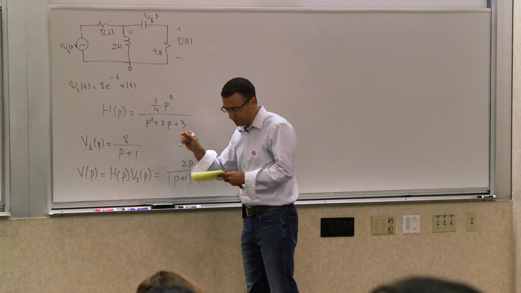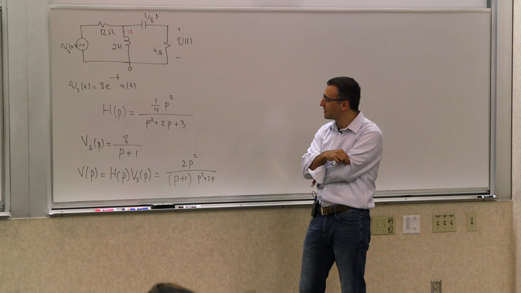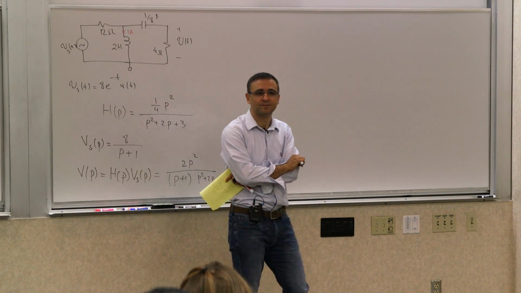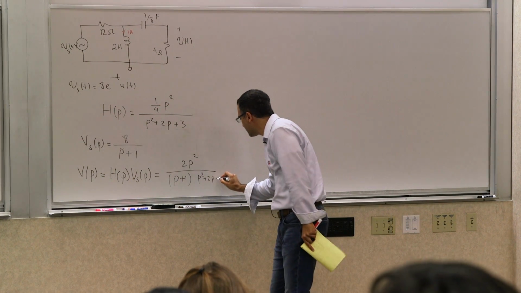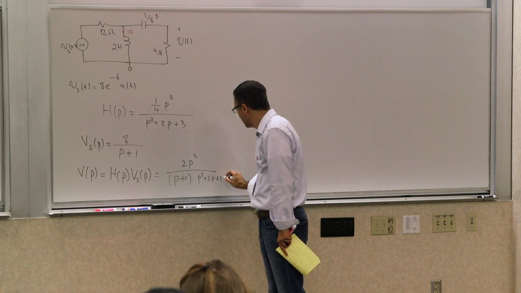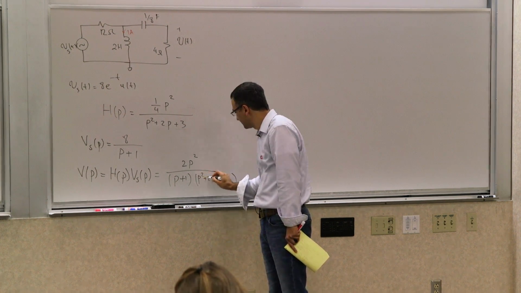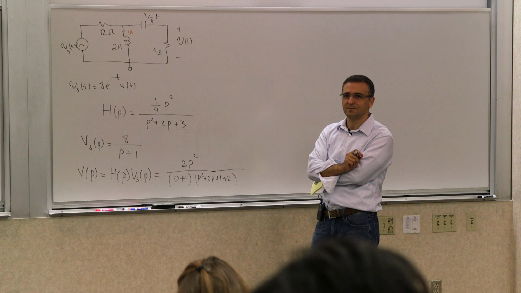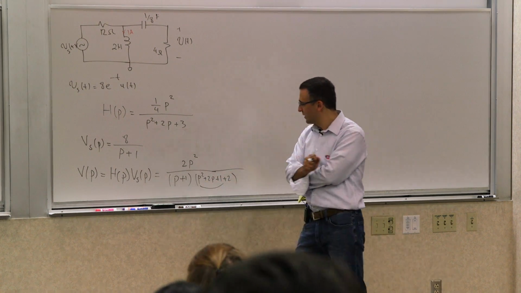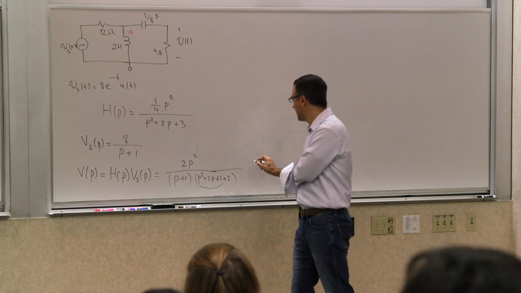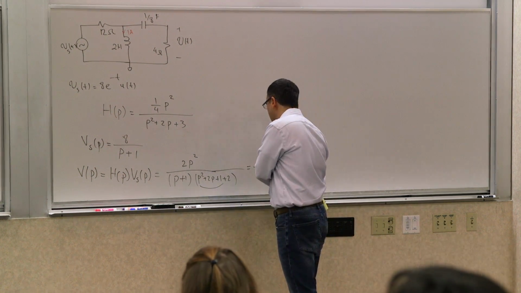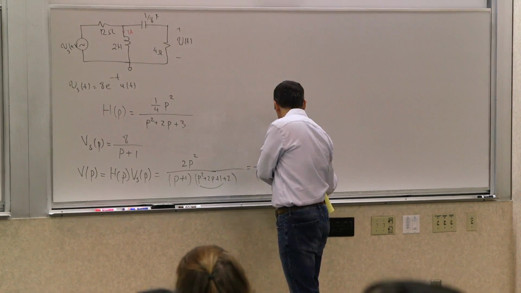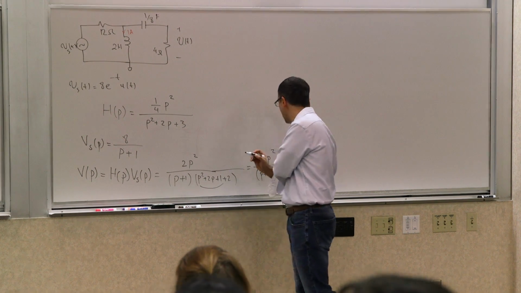Now, how can I express this, by the way? Can you think of a good way to express that? Can we express it in terms of p plus sigma squared plus omega squared? So what if I write it in this form? Plus 1 plus 2. Do you see it now? What is this? P plus 1 squared, right? So I can write this as 2p squared over p plus 1 times p plus 1 squared plus square root of 2 squared.